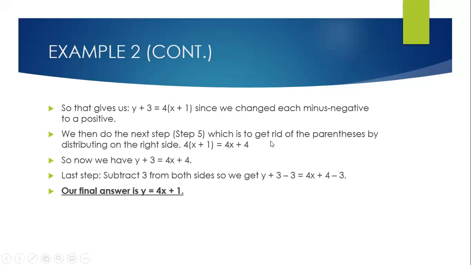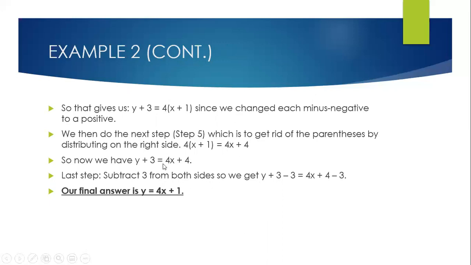Are we done? No, we are not done. How do I know we're not done? 2 things. Number 1, y is not by itself. I know we're not done because y is not by itself. And number 2, it's not in slope-intercept form. Slope-intercept form looks like y equals blank x plus blank. Well, we don't have that. Y is not by itself. We're not done. But we can be.